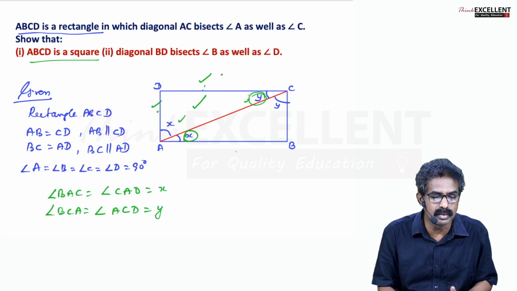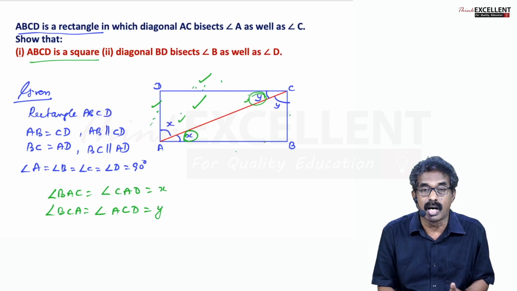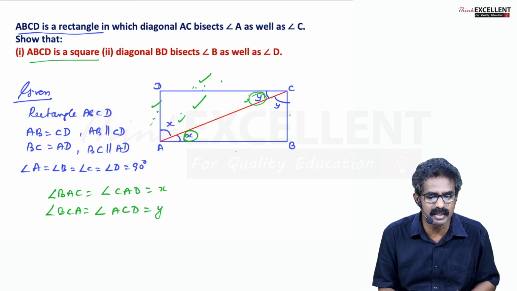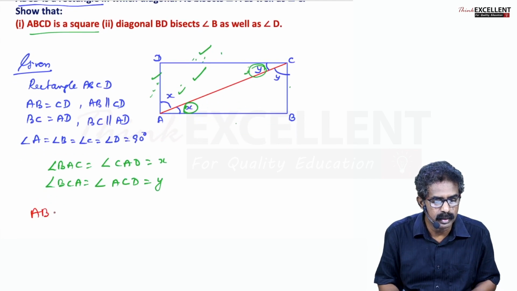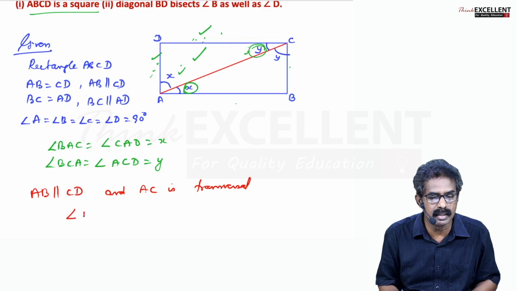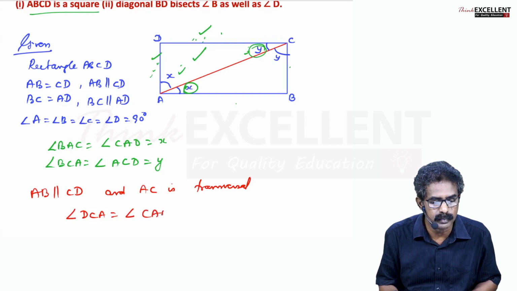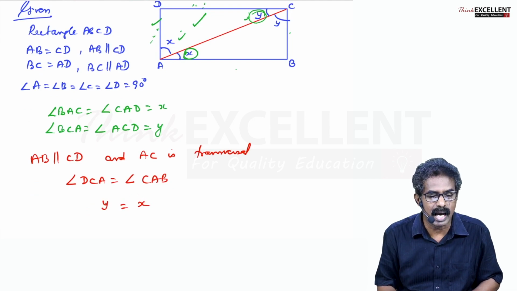Already AB equals CD and BC equals AD. Now these two are also equal, so all four sides are equal. Every angle is 90 degrees, so it became a square. Here we just use that alternate angles are equal. So what step do you write? AB is parallel to CD and AC is the transversal. So you can say angle DCA, which is Y, equals angle CAB, which is X. So angle Y equals angle X.